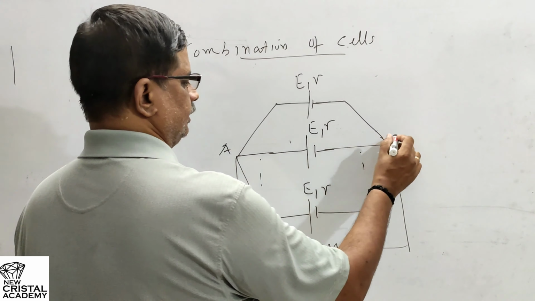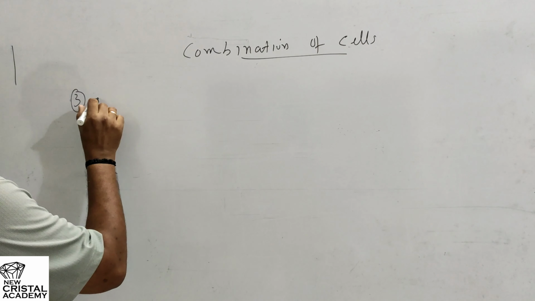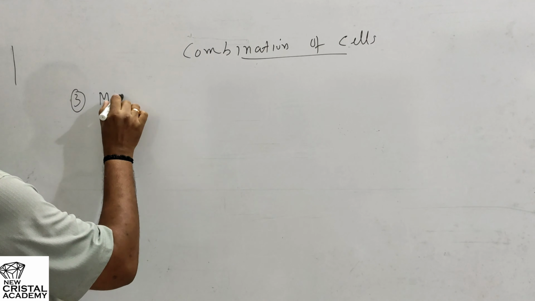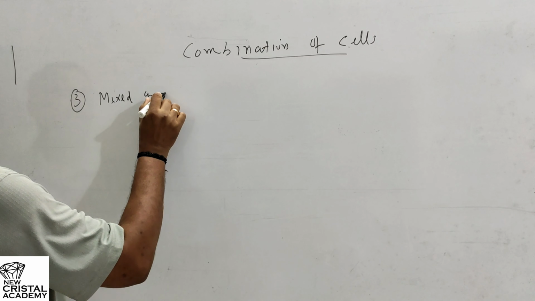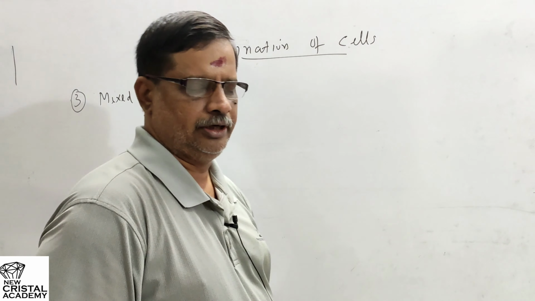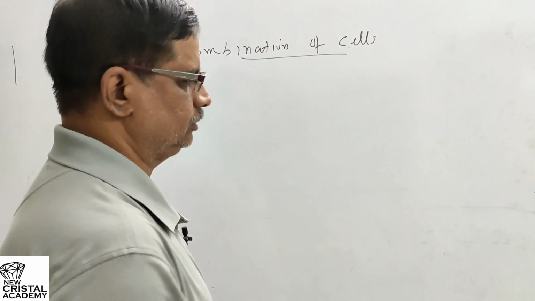So this type of combination is preferred when the external resistance is much smaller than the internal resistance. Now there is a third type of combination called a mixed grouping or series parallel combination of the cells. So that is our third point of discussion, mixed grouping of cells. Mixed grouping is also known by the name series parallel combination.